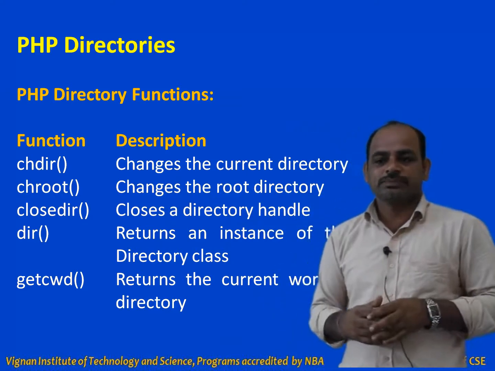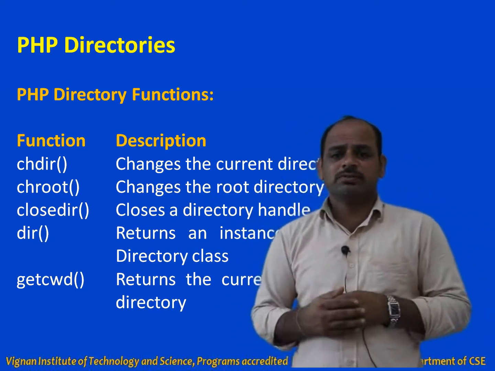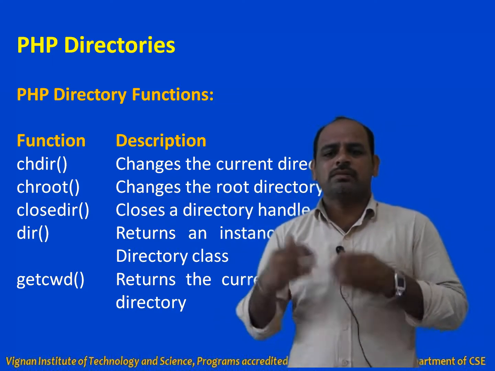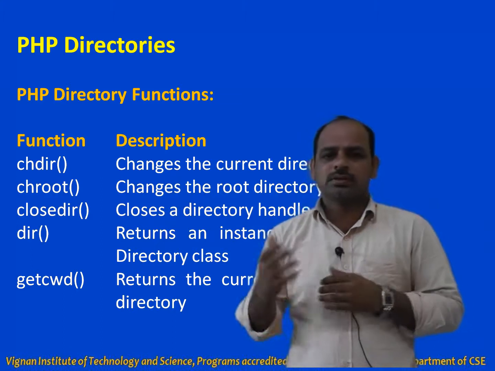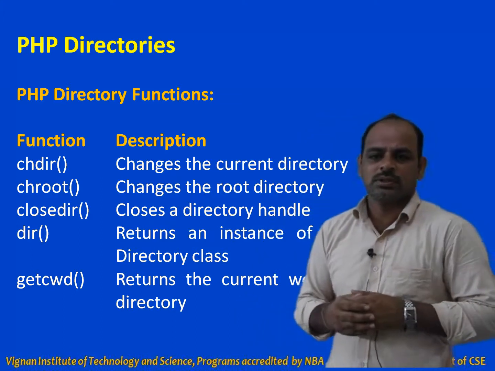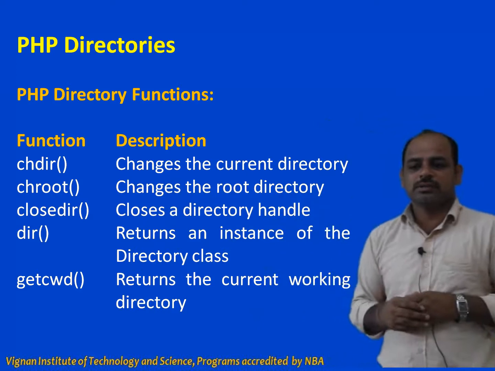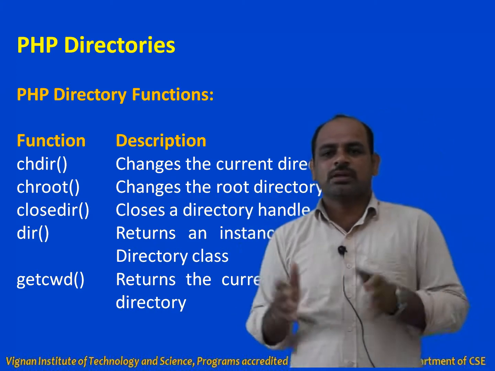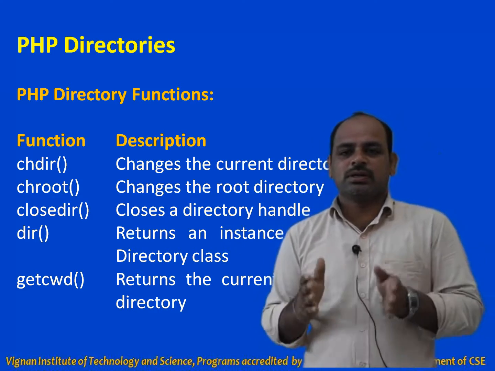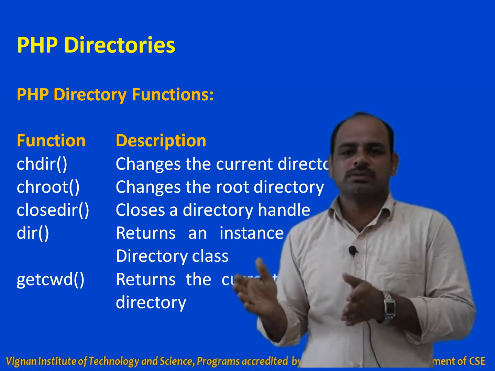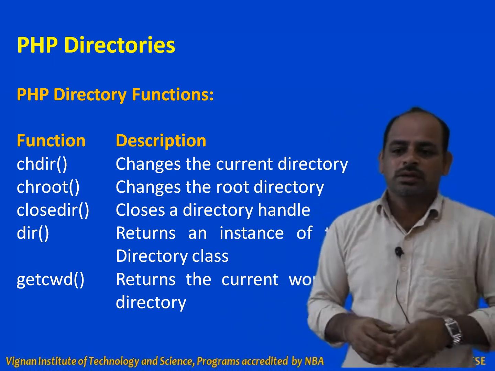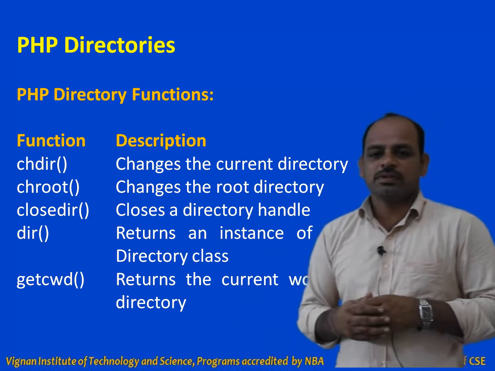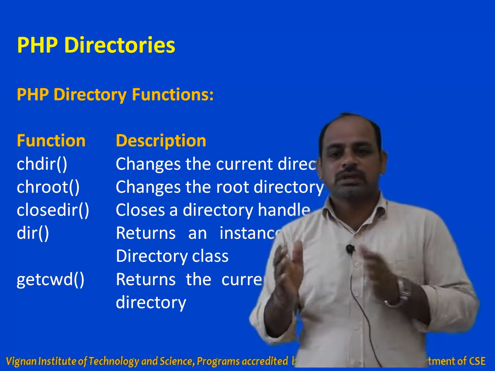Next, close directory. Once a directory is opened and we read some content from it, finally we have to close it, using the close function. Next, the dir function returns an instance of the Directory class, so an object of the Directory class will be returned. In a directory, other files are also objects. Next, getcwd is a function which returns the current working directory.